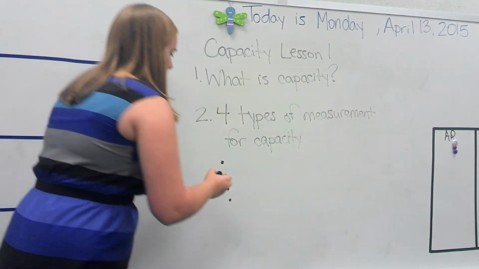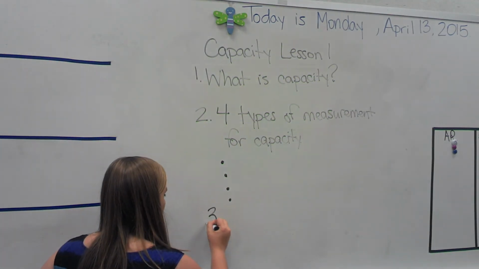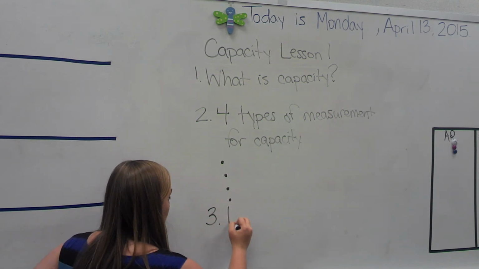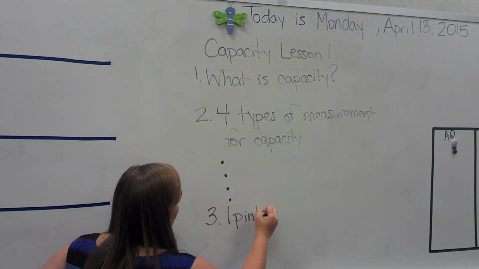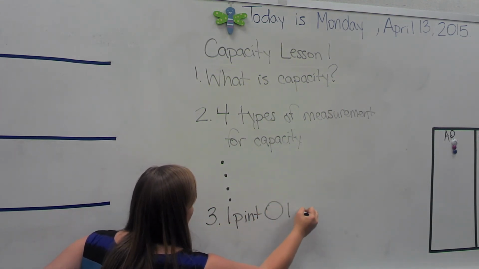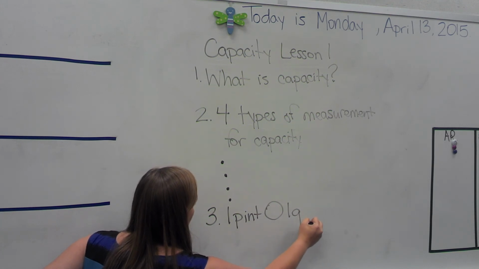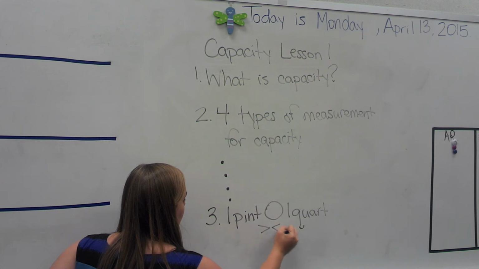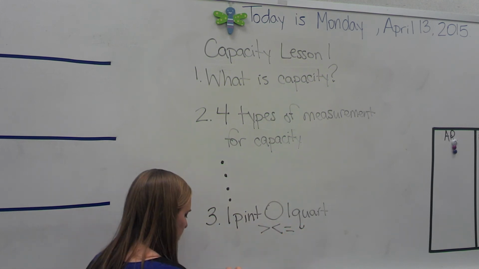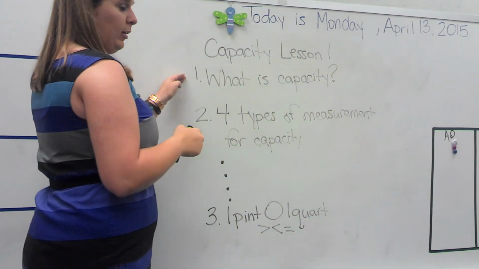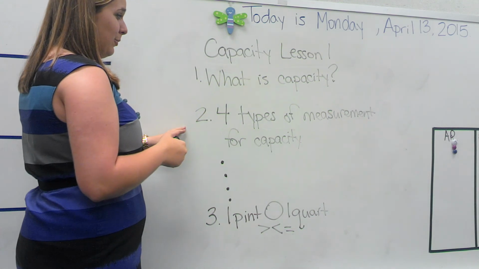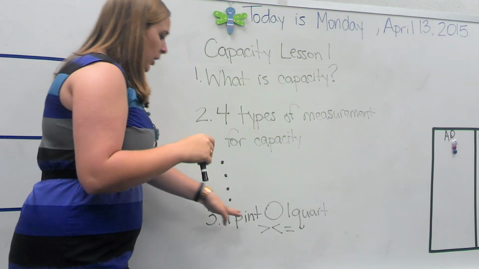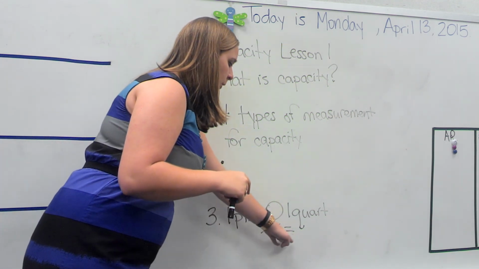All right, and the last question, we'll do a greater than, less than. Okay, so see if you were paying attention. So 1 pint, I want you to tell me if that's greater than or less than 1 quart. Okay, greater than, less than, or equal to. All right, so that's your 3 questions. What is capacity? What are the 4 types of measurement of capacity that I mentioned in this video? And is a pint greater than, less than, or equal to a quart?